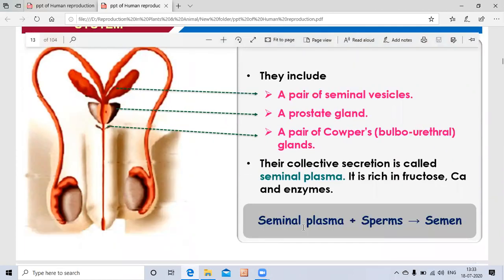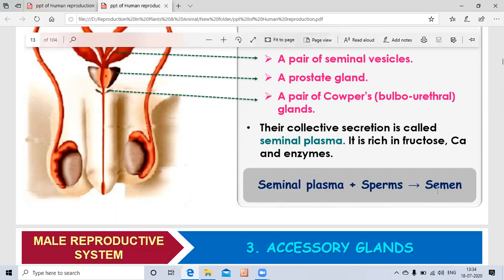What is the function of the fructose? It will provide energy. That energy is utilized for the production of sperms, for their activation, or for their transport from one place to another, from the testis toward the tubules. Seminal plasma plus sperms is called semen.